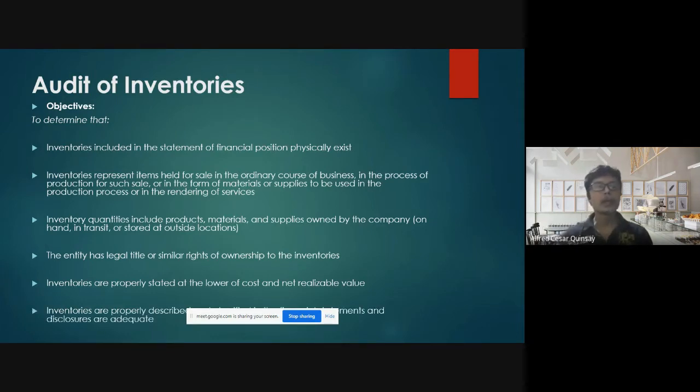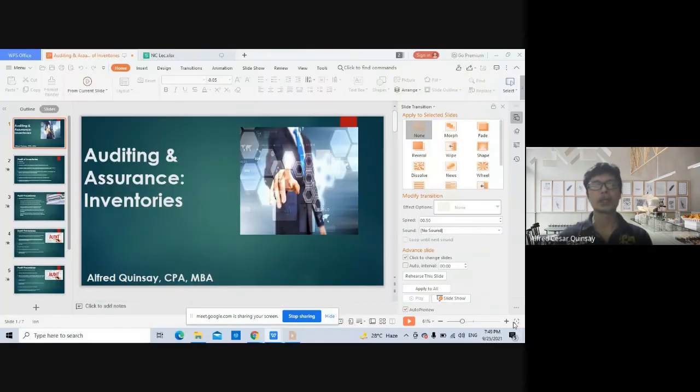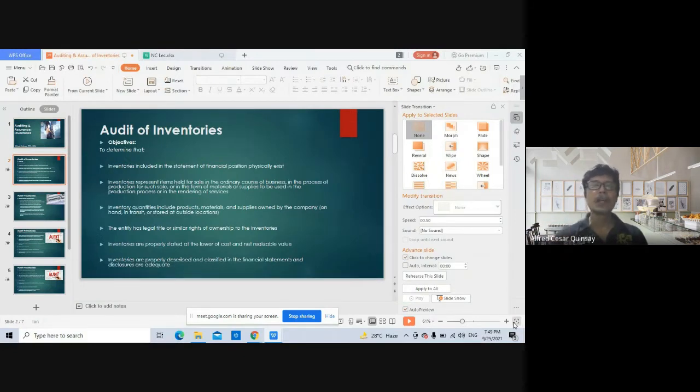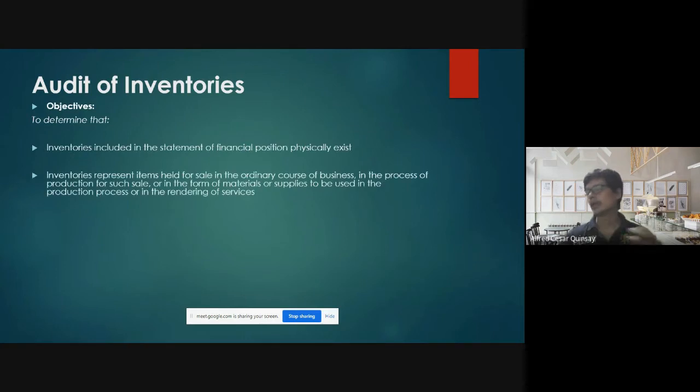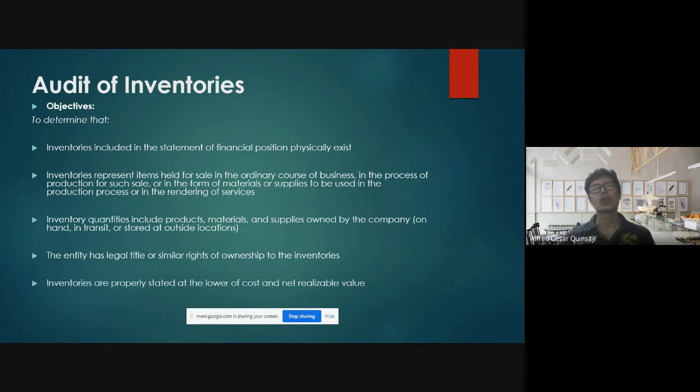So, and then inventories are properly described and classified in the financial statement, and disclosures are adequate. Yan. So, kinakailangan makita yan, no, dun sa financial statement. So, this represents yung disclosure assertions, no? Okay, kasi baka mamaya siyempre merong mga naka-earmark yan sa ibang party. So we need to also know that, if we're one of the users of the financial statements, no?